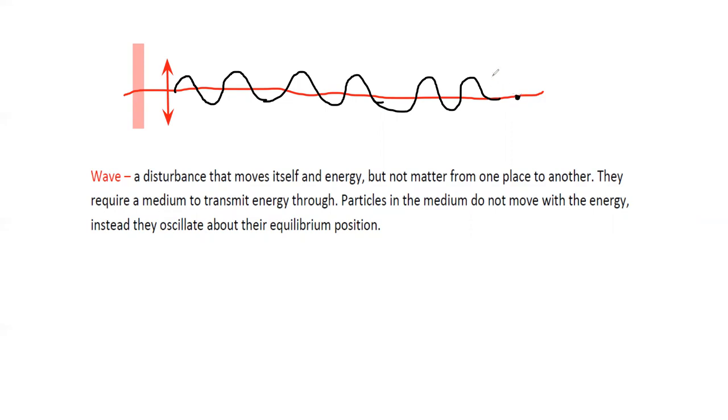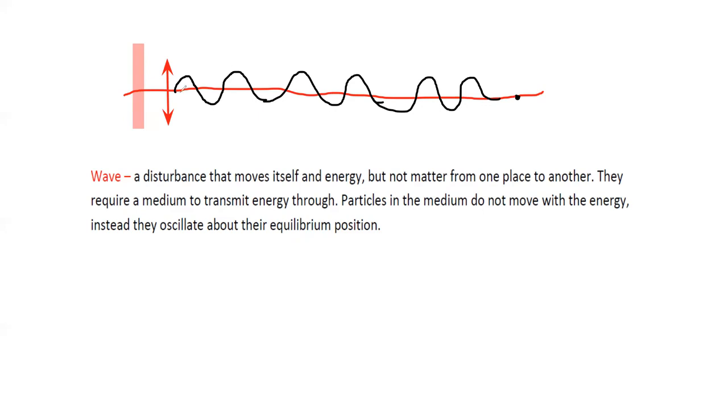So basically, a wave is a mode or a way of energy transfer. Using a wave, we can transfer energy from one place to another. But when energy transfer occurs, the matter does not transfer. What does it mean? The matter does not transfer.